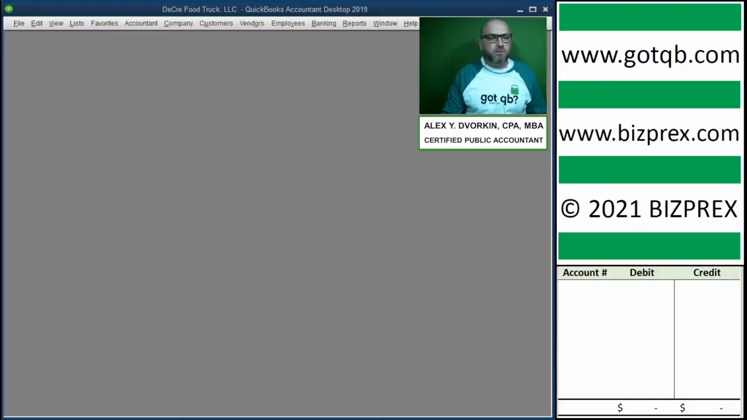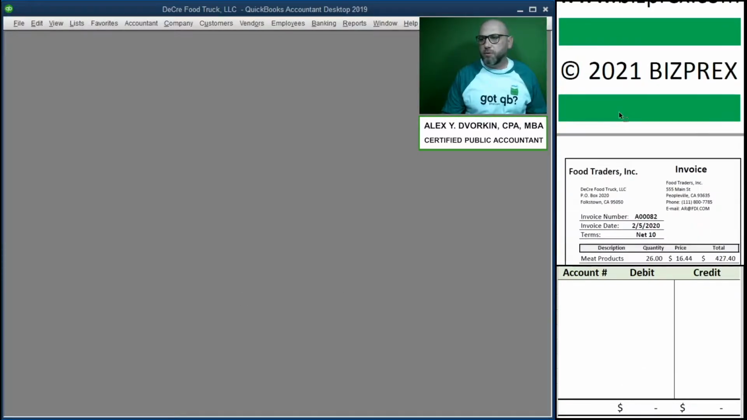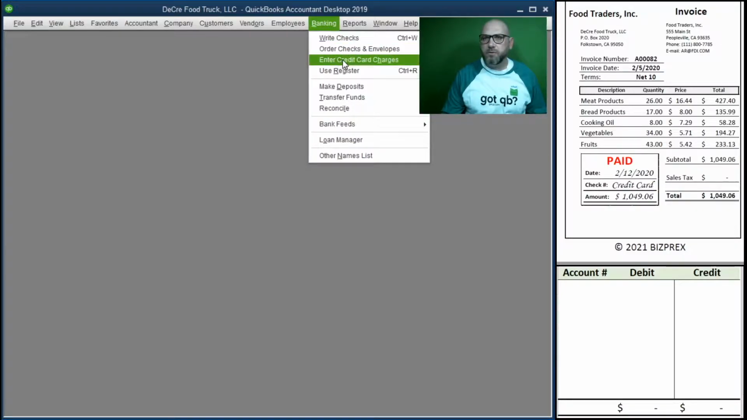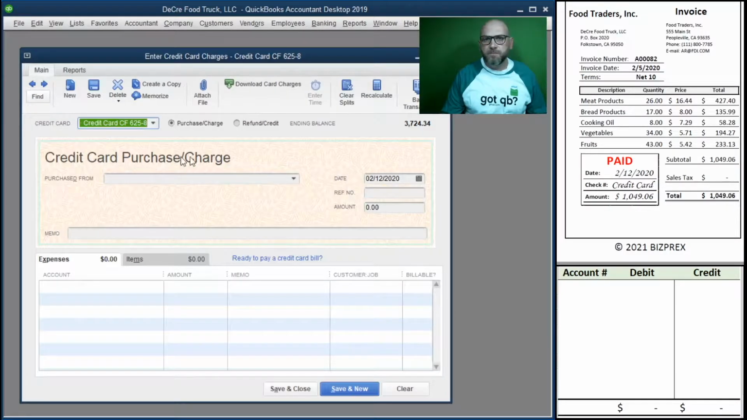Okay, let's start booking our transactions for the month of February. And first we have our invoice paid by credit card from Food Traders. So let's go ahead and enter credit card charges. And what do we have here? We have Food Traders, and please make sure you enter the date it's paid, reference 80082, amount.